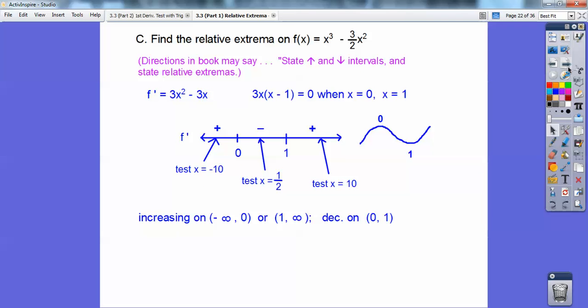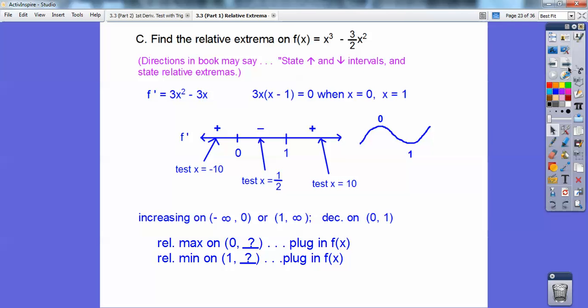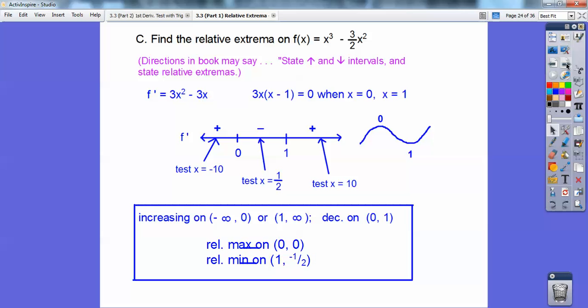And then for your relative mins and maxes, you guys, you have to plug the extremas back into the original equation. So I got to plug 0 back in here. So 0 minus 0, this is going to be 0. Plug in 1. I get 1 minus 3 halves times 1, which is 1 minus 3 halves, which is negative a half. So I get my relative max at 0, 0, and my relative min at, whoops, my underline, sorry, got a little goofed right there, at 1 comma negative 1 half.